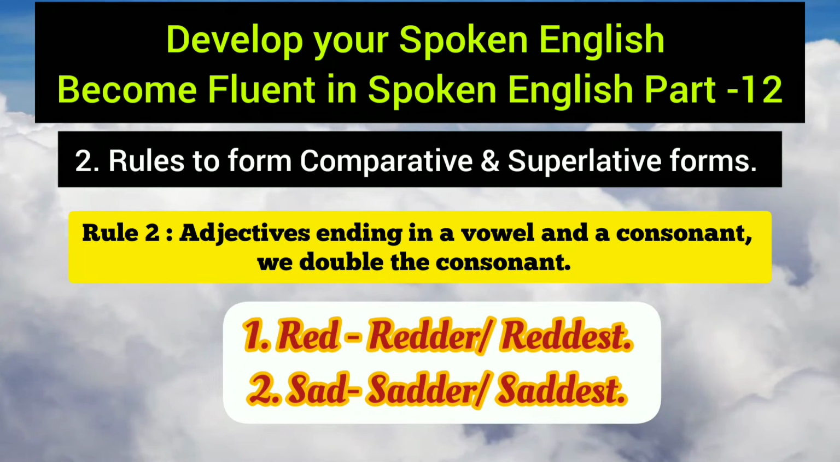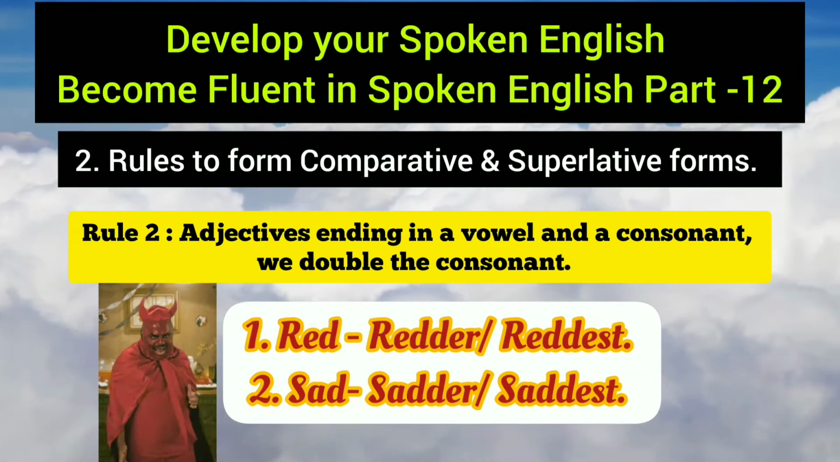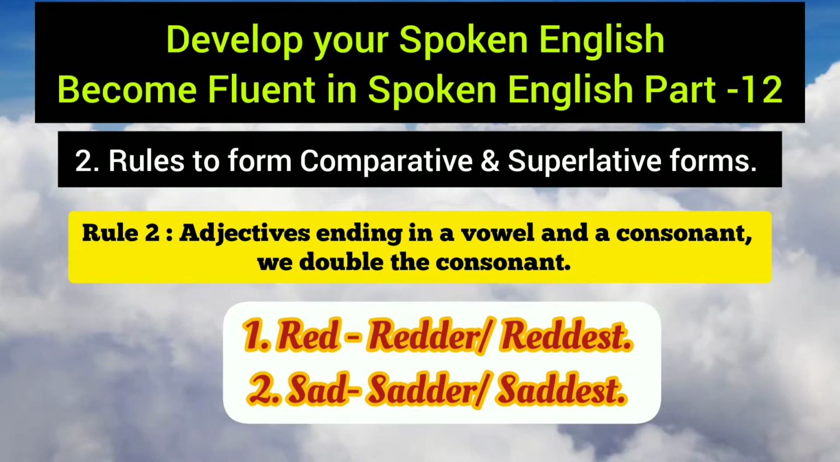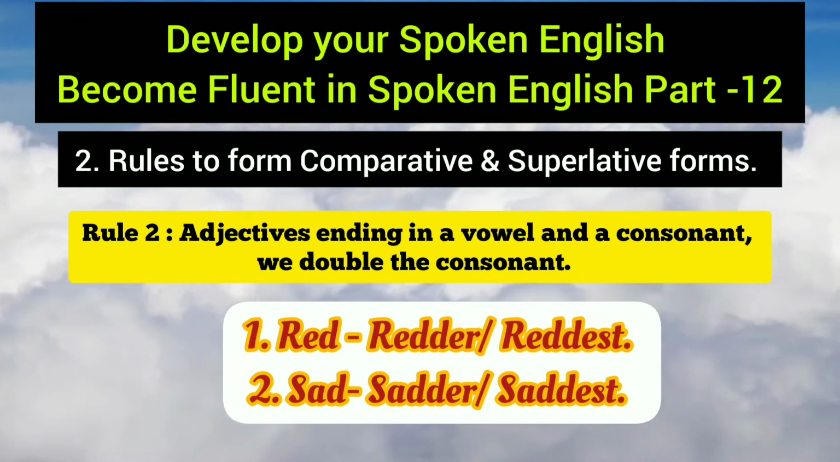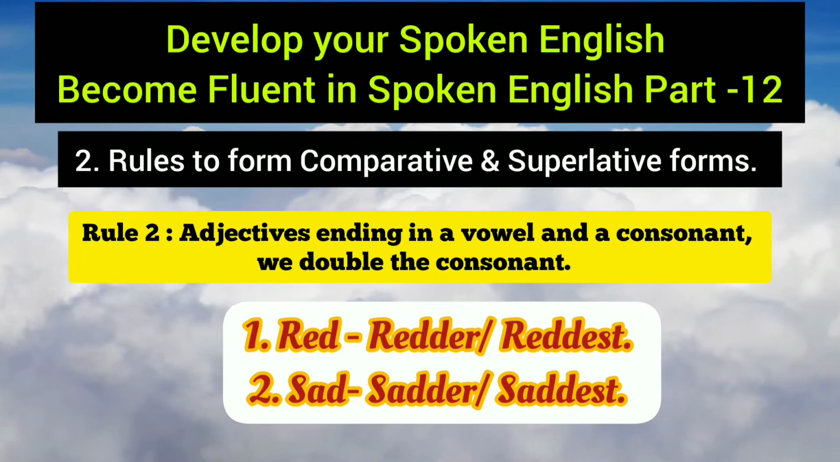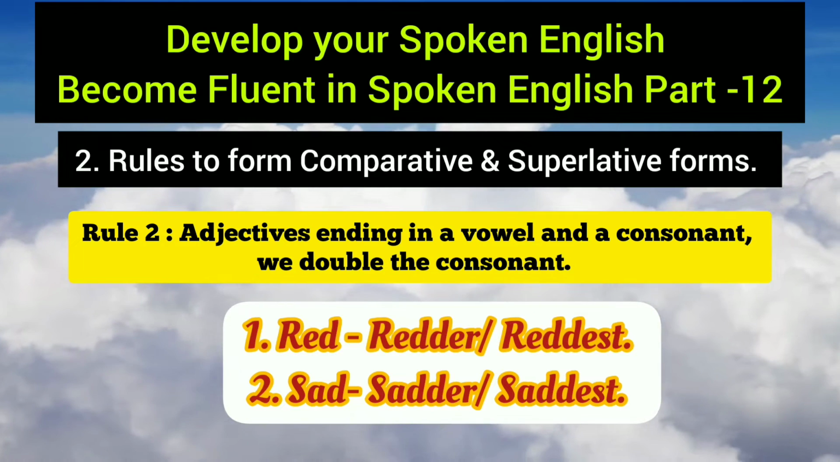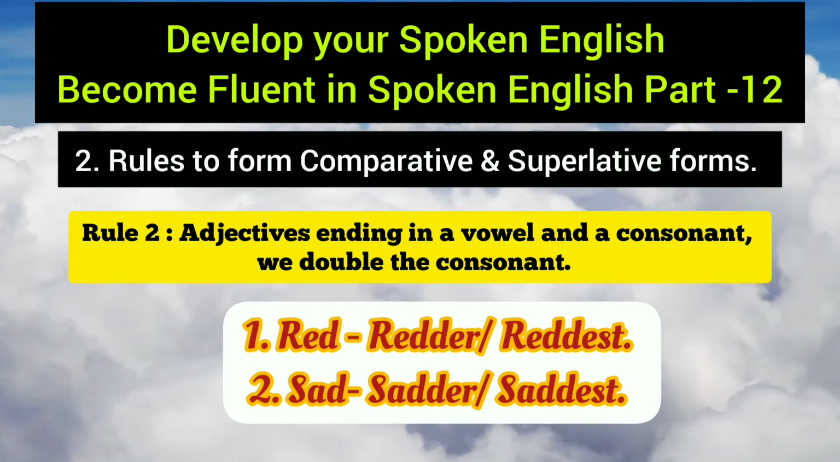Red. The comparative is redder. You might be surprised to know this because it is quite uncommon. Red ends with D, so I'm adding one more D and again adding -er, and it becomes the comparative, redder. Similarly, I can form the superlative, that is reddest.